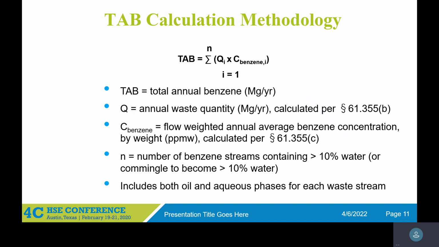And then you just have to add them all up and come up with a little table that will tell you what your total is. So, any questions on this? Now, the waste quantity has to be calculated by 61.355, which means you have to give them the highest flow of the last 5 years.